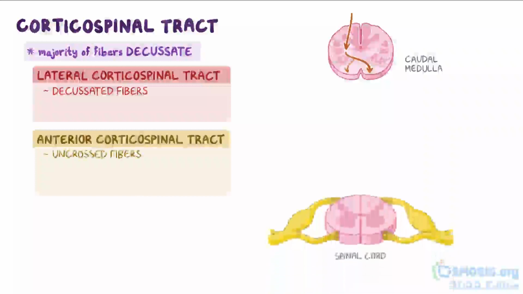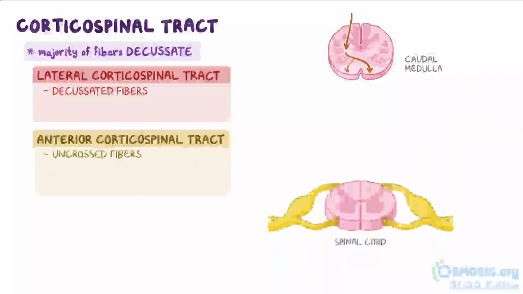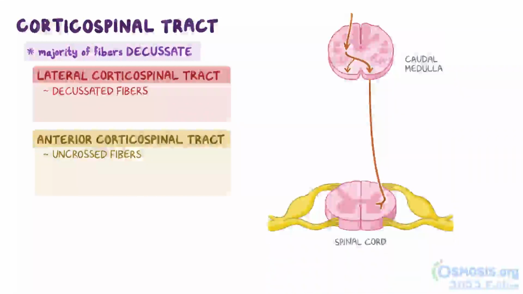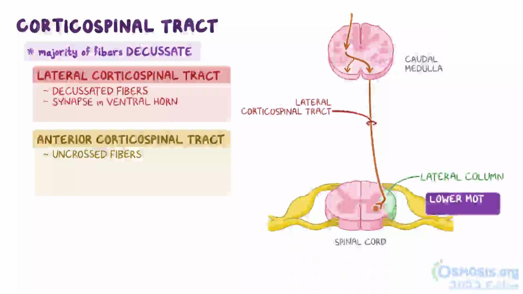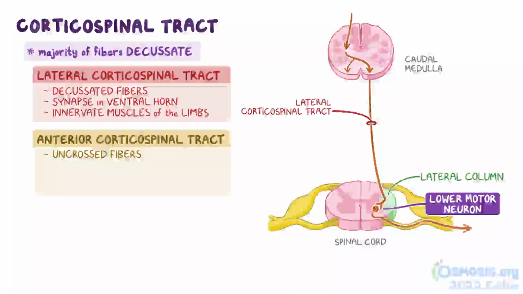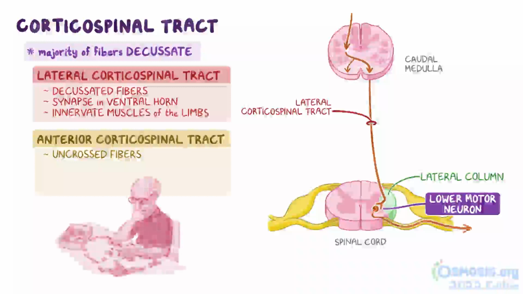Both the lateral and the anterior corticospinal tracts descend through the spinal cord. The lateral corticospinal tract continues through the contralateral lateral column of the spinal cord and synapses in the ventral horn on the lower motor neurons. Axons of the lower motor neurons leave the spinal cord through the ventral root to innervate muscles of the limbs, especially distal musculature that control fine movements.